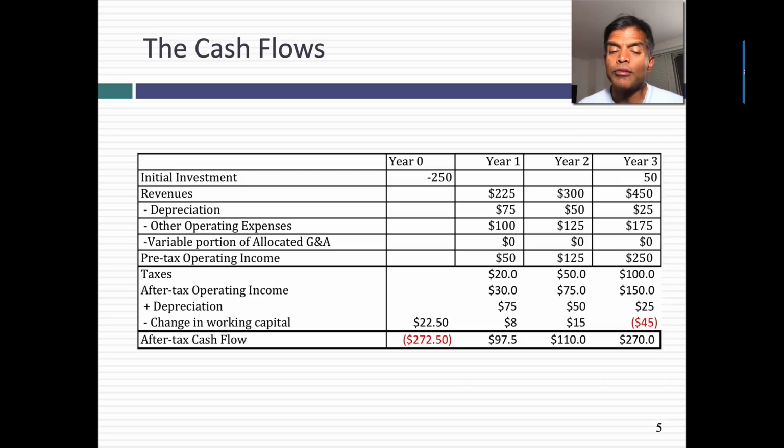Now, what happens at the end of year 3? You wrap up the project. You get your salvage value and your equipment back, which is $50 million. You also get the working capital back because that stayed in the problem. So your cash flows in year 3 are augmented by those two cash inflows. I've got my cash flows every year.